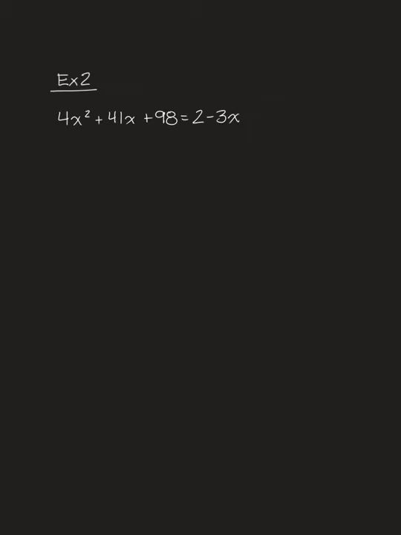Let's look at this second example here. Again, your first step, you need to set the equation to 0. So all of this stuff on the right hand side here, I am going to move to the left. So I'm going to subtract 2 from 98 and add 3x to 41x. So I would get 4x squared plus 44x plus 96 is equal to 0.